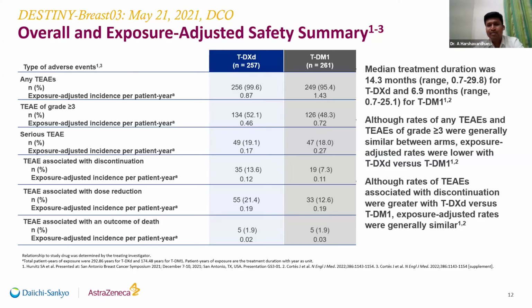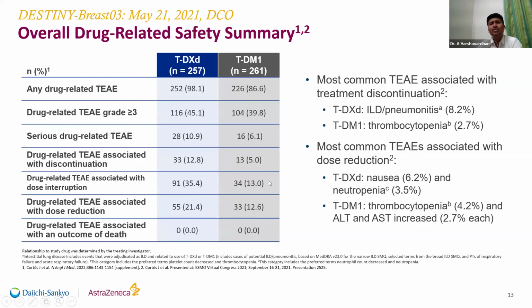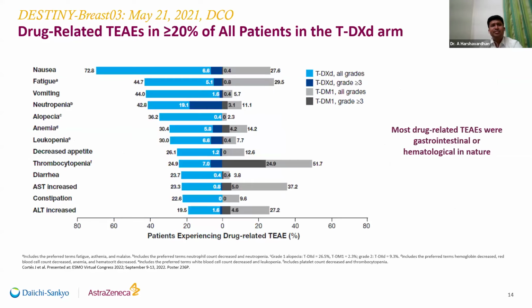So to avoid that bias, we'll take exposure adjusted rates, which is actually lower with T-Dxd compared to T-DM1, and the discontinuation rates are also comparable. Exposure adjusted rates were similar, 0.12 to 0.11. The most common TEAE associated with treatment discontinuation was ILD or pneumonitis, which was around 8.2%. And the most common TEAEs associated with dose reduction were nausea and neutropenia, 6.2% and 3.5% respectively.